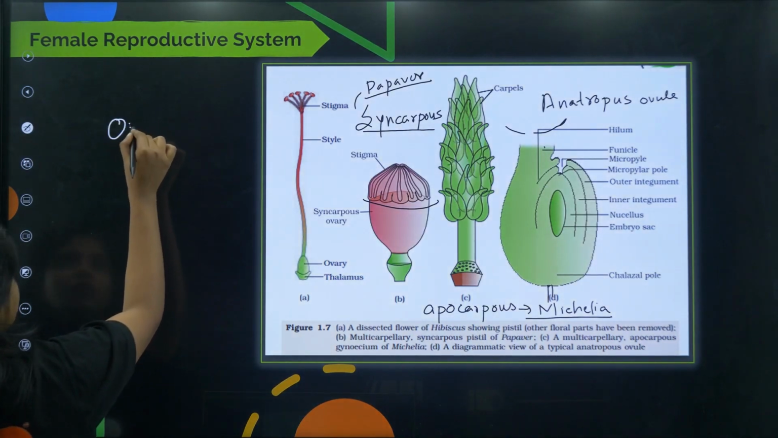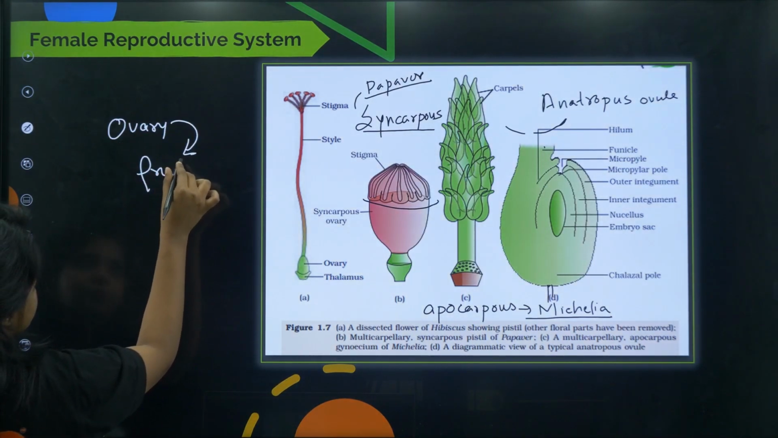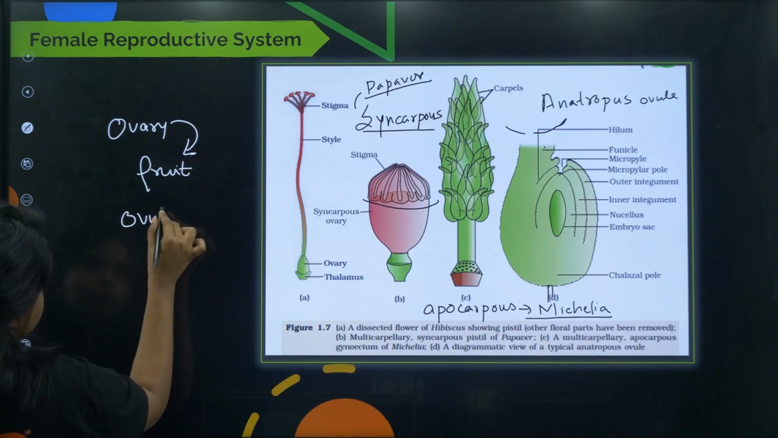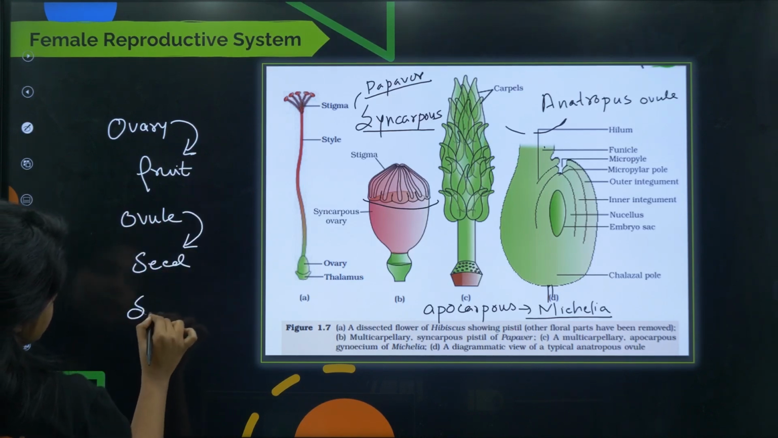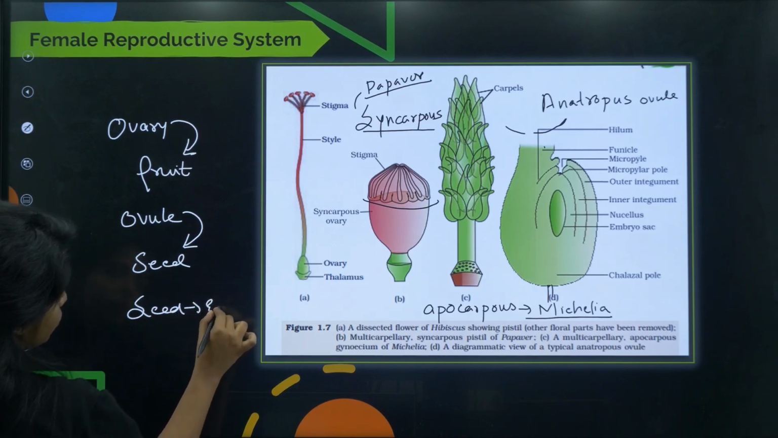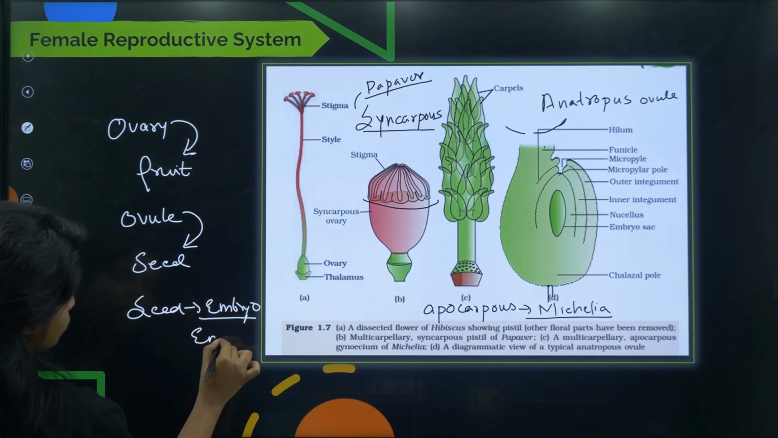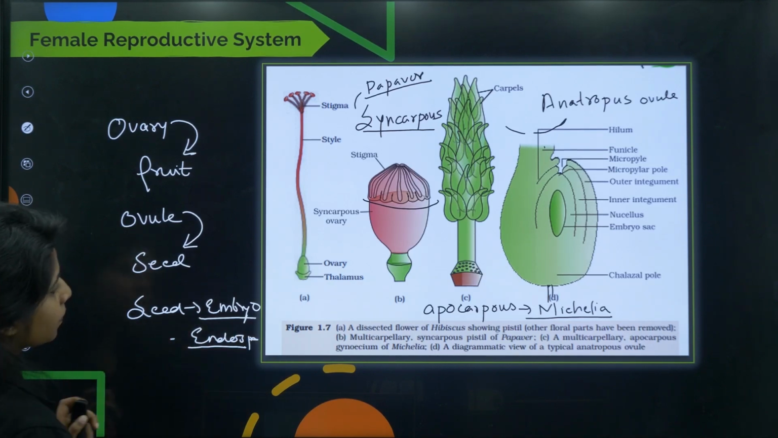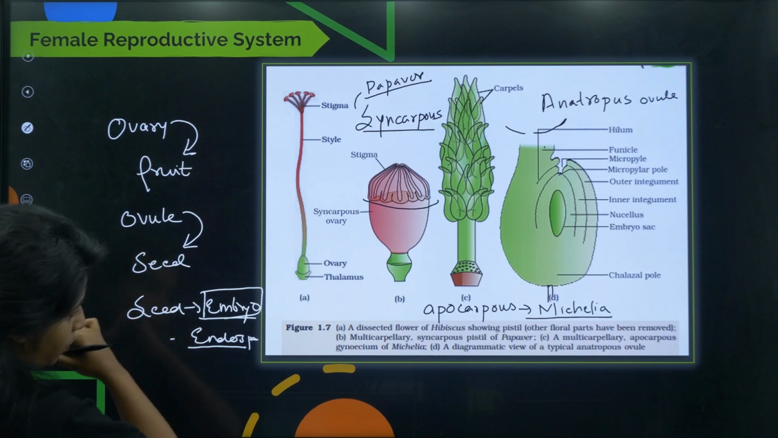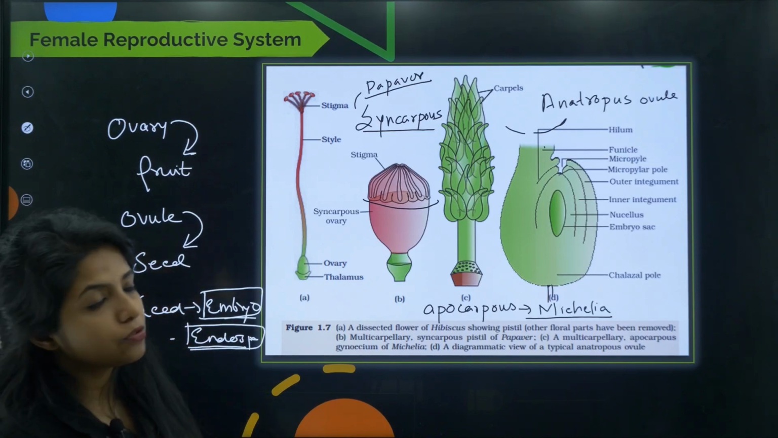So, once fertilization is done, ovary forms the fruit. Okay, ovule forms the seed. Inside the seed, what do you have? You have the embryo, okay, and endosperm sometimes. So, now we are going to talk about this particular embryo. And why did I say sometimes endosperm is there, sometimes it's not there? We are going to see that out.